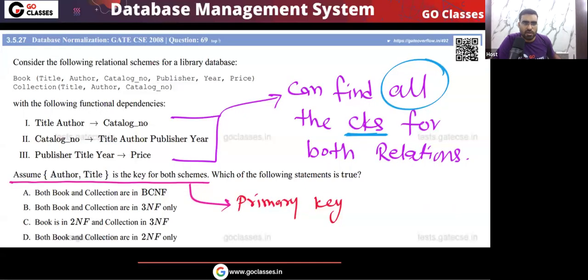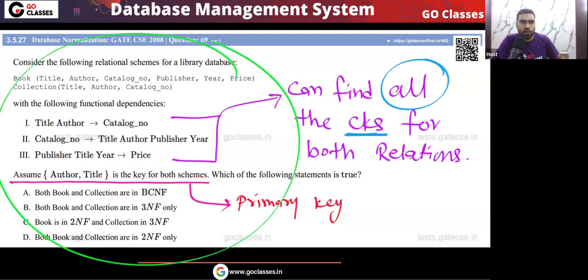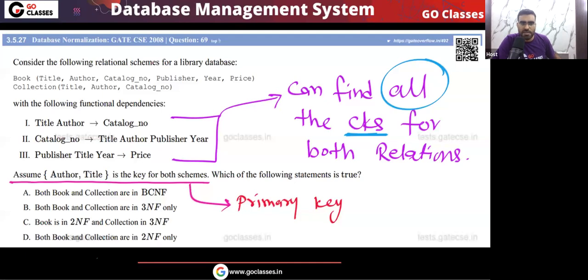Let's solve it now. So this is the book table, and there is the catalog table. A student is asking that, sir, key means candidate key by default. Yes, that is correct. By default key means candidate key, but read the question and from the context try to understand what the question has given to you. By default key means candidate key, that we already know.